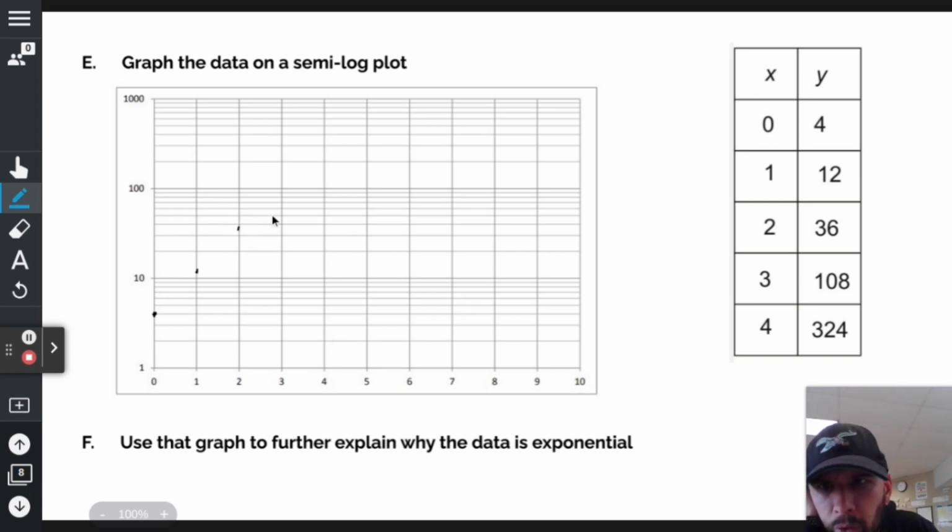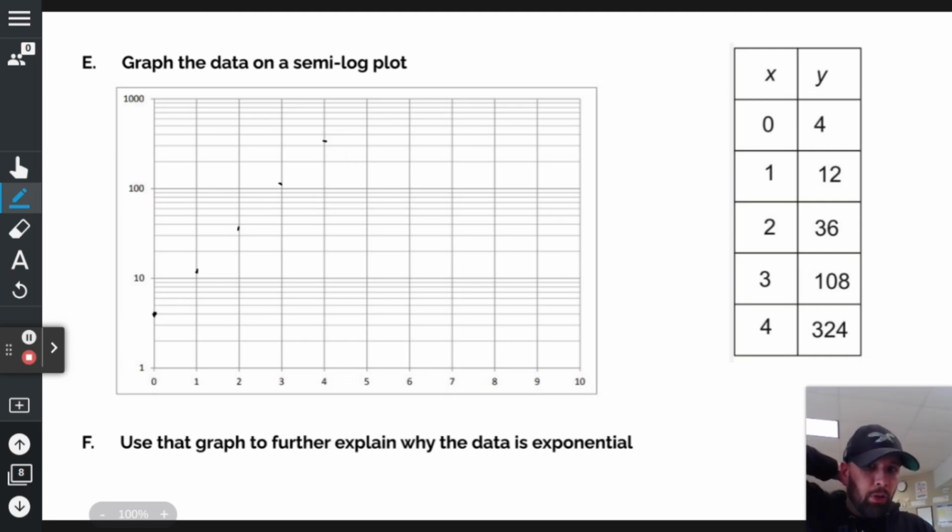3 is going to be 108, so this would be 110, so 108 is going to be like right there. 4 is going to be 100, 200, 324. So just make believe that there's a straight line cutting through all of those.